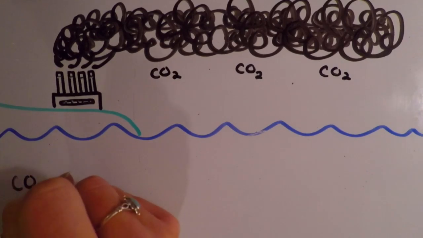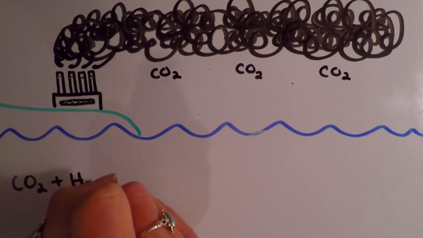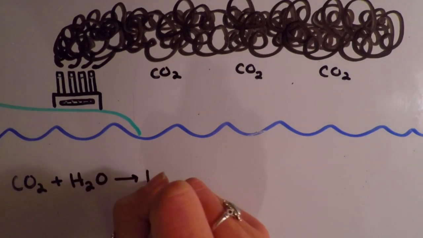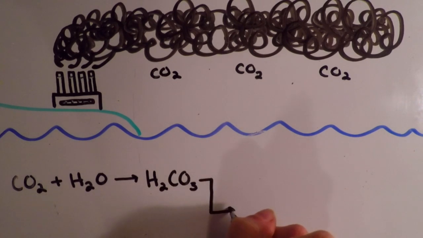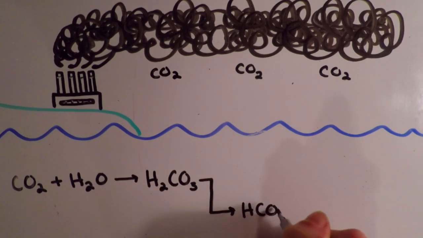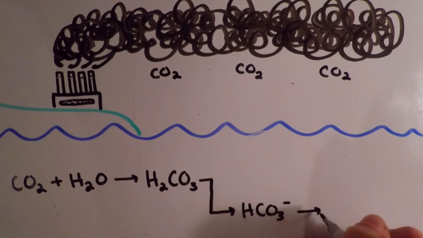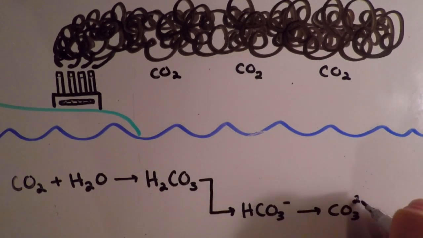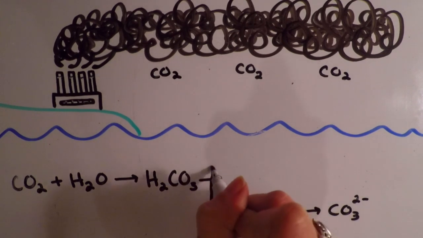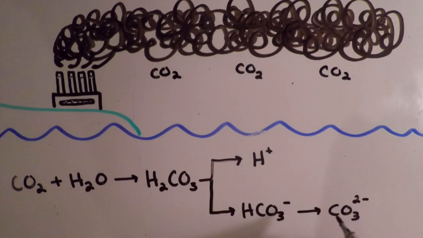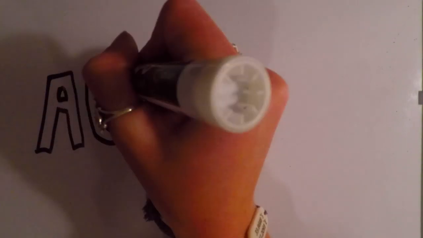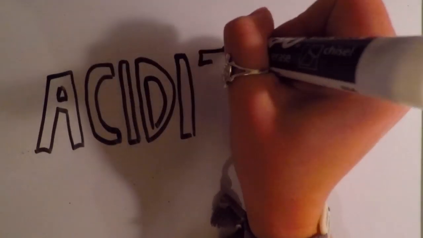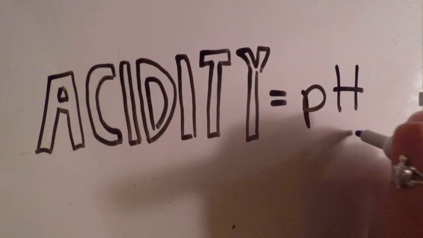Carbon dioxide dissolves in water to form carbonic acid. Each molecule of carbonic acid can then release one of its hydrogens to form a bicarbonate. A bicarbonate molecule can further release a hydrogen ion to form a carbonate ion. Now you have an excess amount of hydrogen ions floating around in the water. But why is this important? Those excess hydrogen ions increase acidity and decrease the pH of seawater.